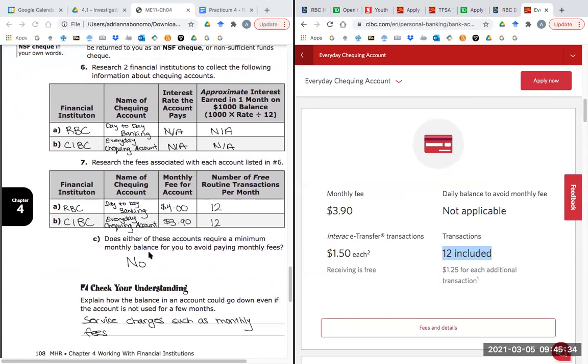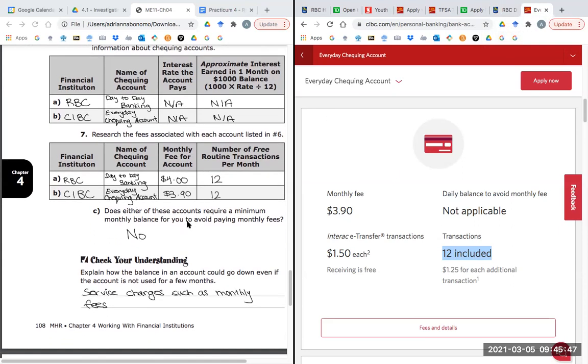C says, does either of these accounts require a minimum monthly balance for you to avoid paying monthly fees? The answer is no. Regardless of how much money you have in your bank account, you still have to pay the monthly fee. So that brings us to the end of our lesson.